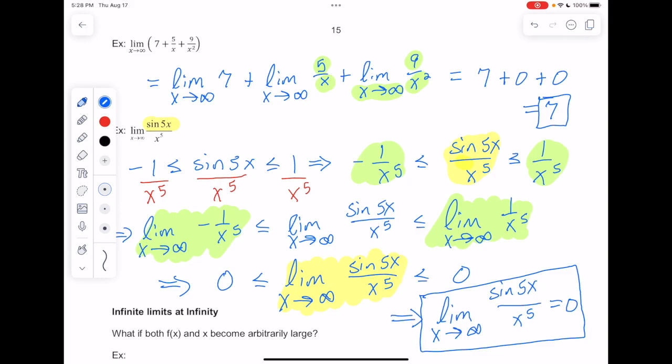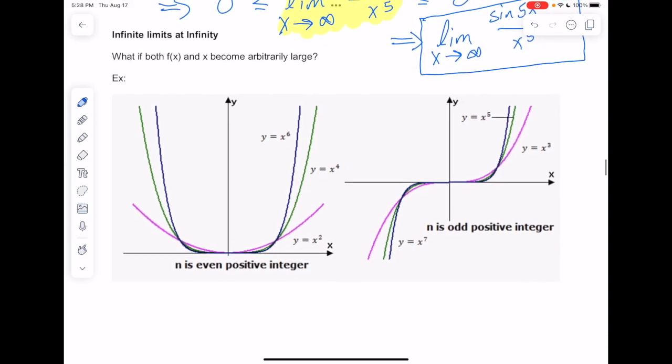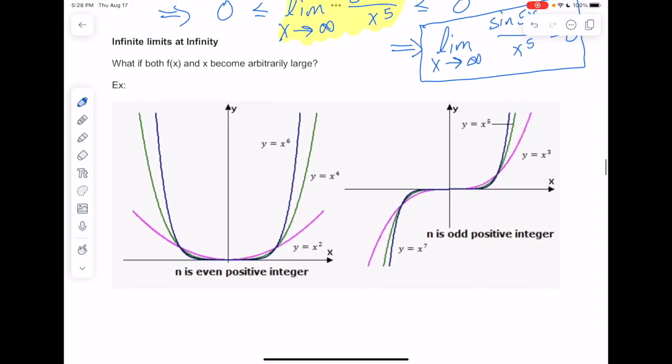All right, let's go ahead and switch gears a little bit and now start looking at what happens if both the y value and the x value are simultaneously both becoming very large. So if you look at graphs like parabolas right here, as x gets bigger, the y value is going upward too. So you would think that if that continues, as x keeps getting bigger, y is going to keep getting bigger, and y will go to infinity just like the x does.